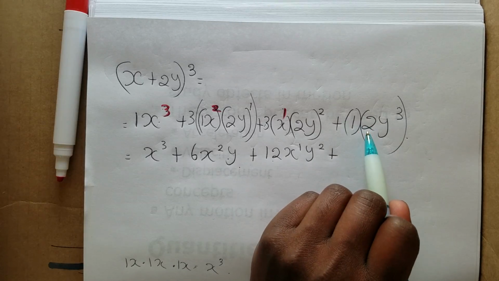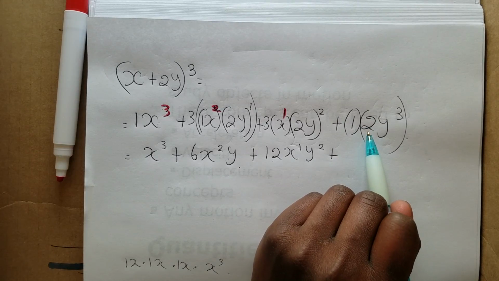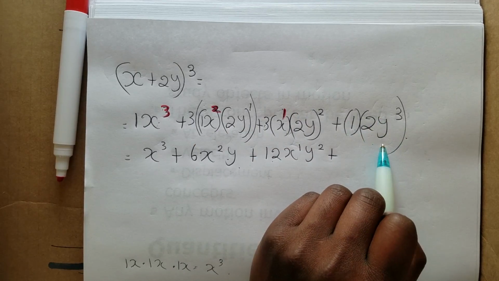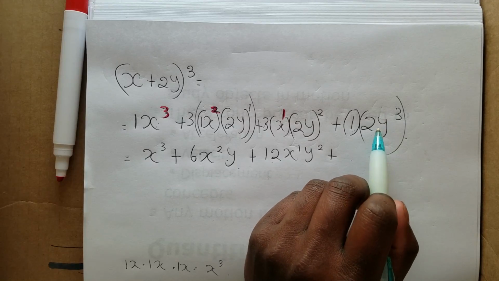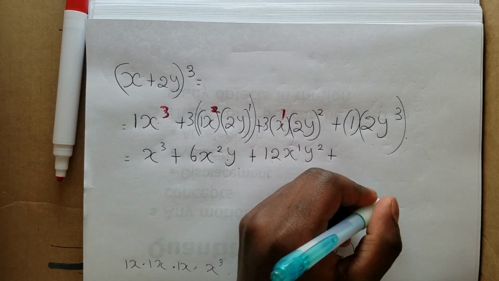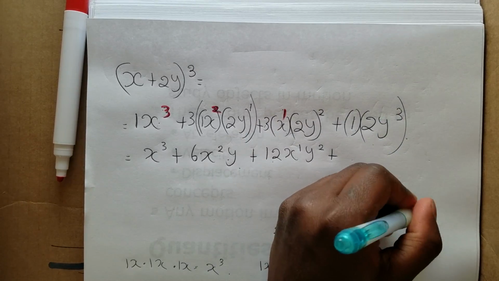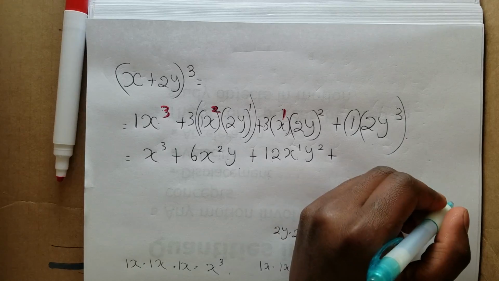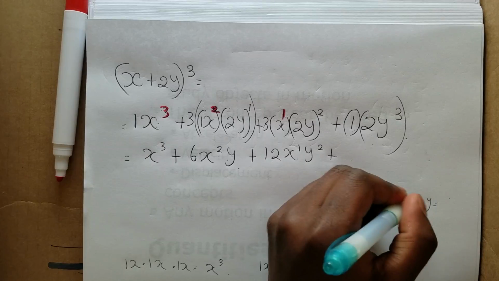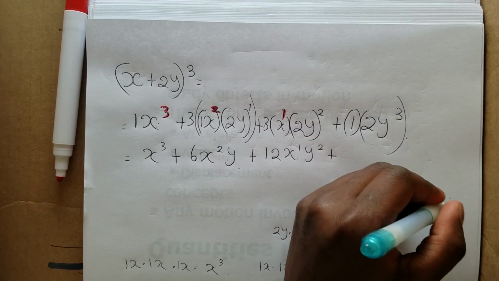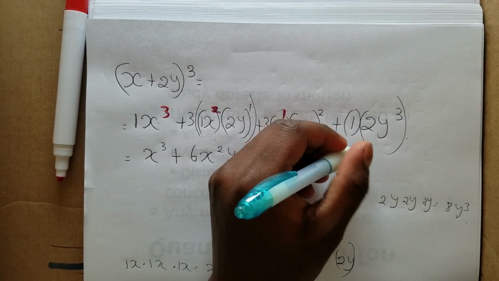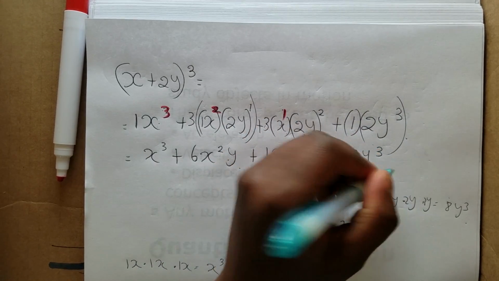You could write that as 2y cubed, but you want to make this just y. You can write it as 2y cubed if you want to. So that's 1 times y cubed. That's 2y by 2y by 2y, because this is 2y, which is 2 to the 3rd, which is 8y cubed. So this becomes 8y cubed.